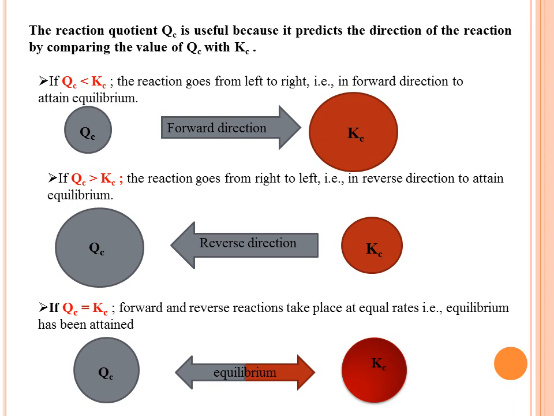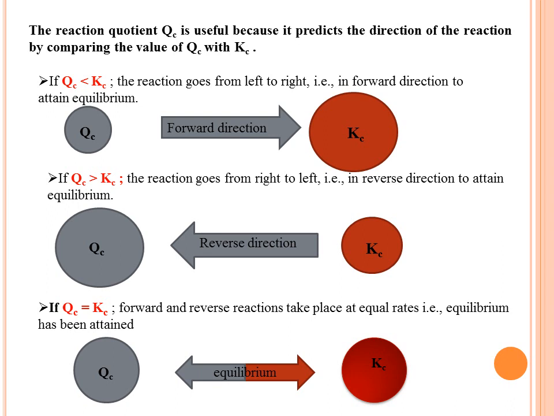Now here I am showing you that if the value of Qc is smaller than Kc, the reaction is going forward, as the bigger circle is showing that the reaction will go in the forward direction. And if the value of Qc is greater than Kc, for example in case of hydrogen iodide, if the value of Qc is 85, now 85 is bigger than 57, so the reaction will move in the reverse direction.